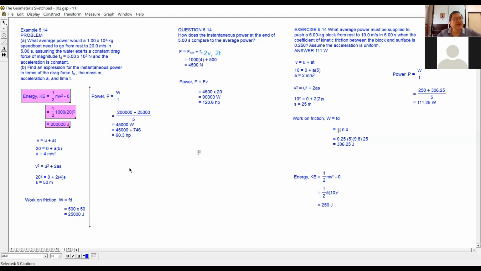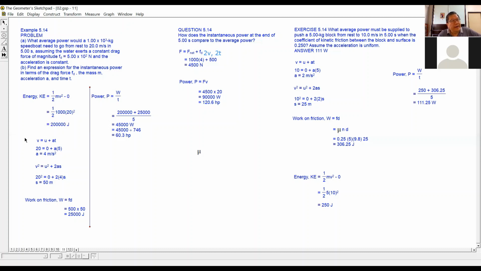how much energy there is in the form of kinetic energy. Okay, so the kinetic energy is actually half mv squared. Half, m is 1000 kilogram, and the velocity is 20 meters per second, right? So this one is the kinetic energy.